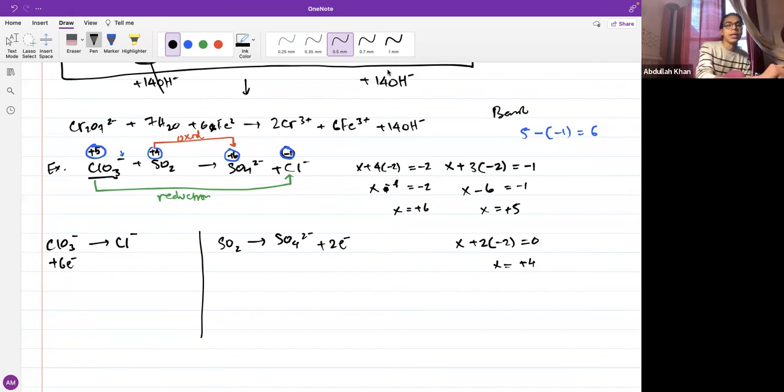Here, we're not multiplying the 6 electrons and the 2 electrons by anything. We're not doubling or tripling it because we have 1 chlorine on each side and 1 sulfur on each side. If you had more, you'd multiply by the appropriate amount.